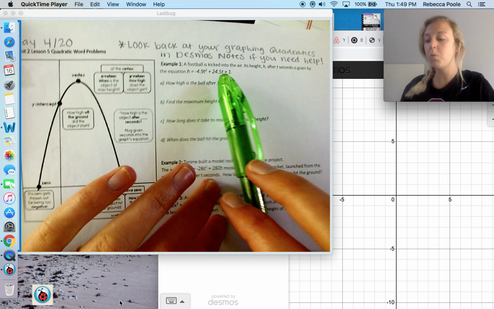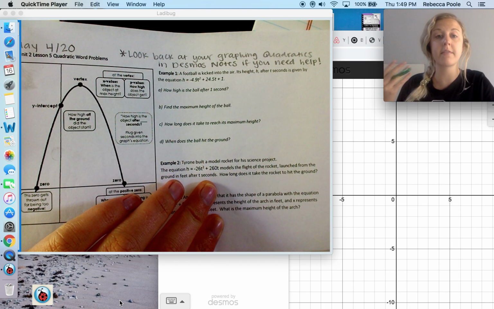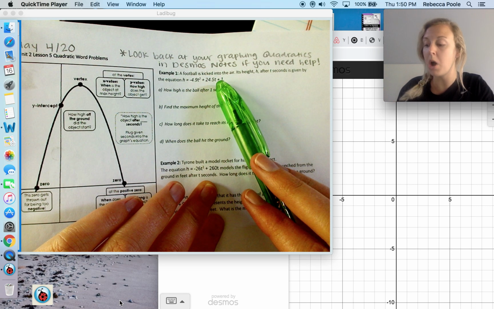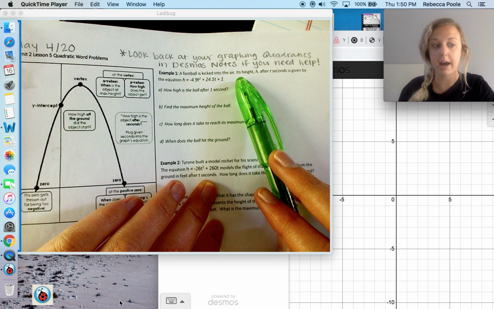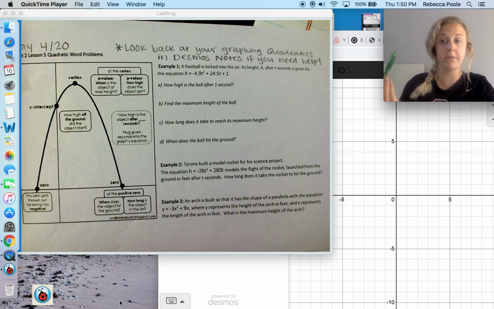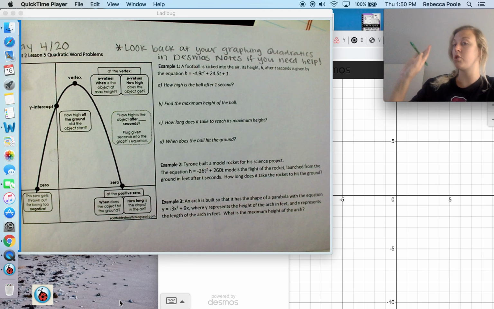So for example 1, before we even get into the actual math and what we're trying to find, I want you guys to think about the scenario. So it says a football is kicked into the air, okay? For those of you that don't watch football, when you punt or kick off in football, it makes a parabola, okay? Just like in basketball, when you shoot, Amari, the ball's gonna make a parabola, okay?